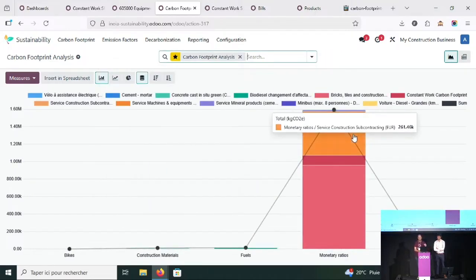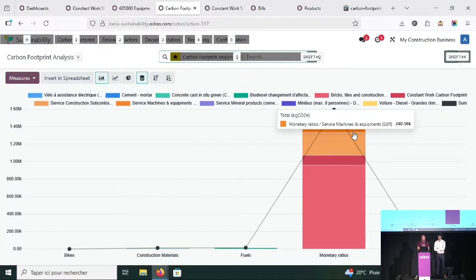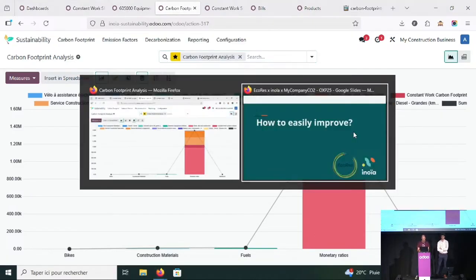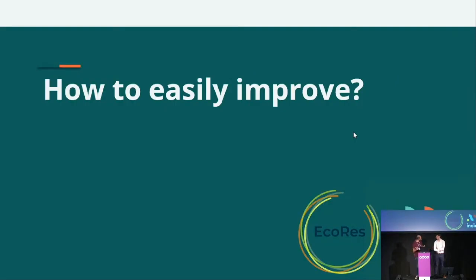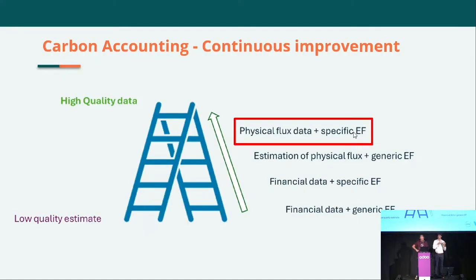Okay, so now I do have a better split in my service item just by introducing those new, more accurate values. Still monetary, but better. So the next step to improve that is when you can switch from financial data with specific emission factor to physical data.